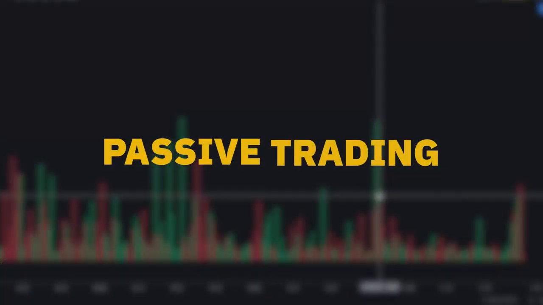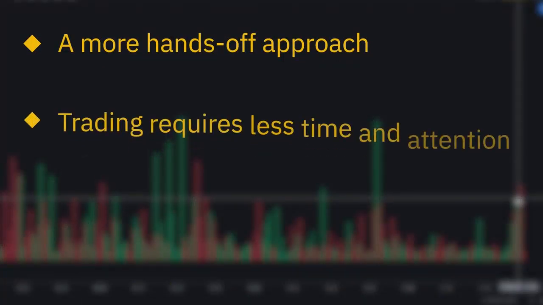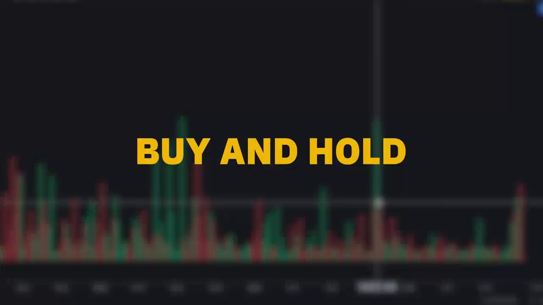What is passive trading? A passive strategy is a more hands-off approach where trading requires less time and attention. We will be looking at two passive trading strategies. The first one is buy and hold.